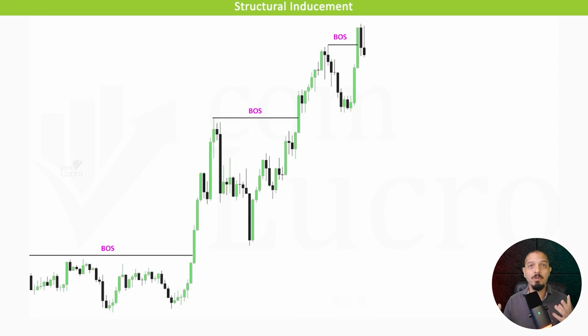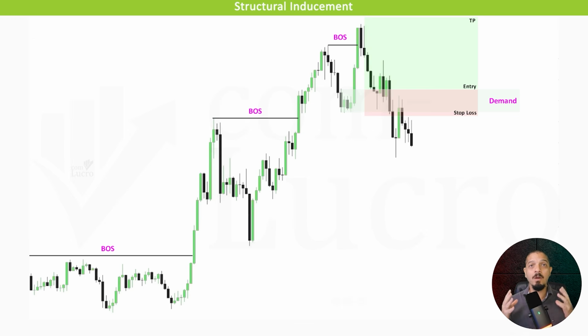However, when you focus on the most recent break of structure, it initially appears completely valid. Price breaks and closes above the swing high. Naturally, this leaves you to expect buy setups at the demand zone or order block that caused that break. Then the outcome becomes clear. You enter the buy and price takes you out almost immediately. This is exactly how structural inducement traps the majority of traders.